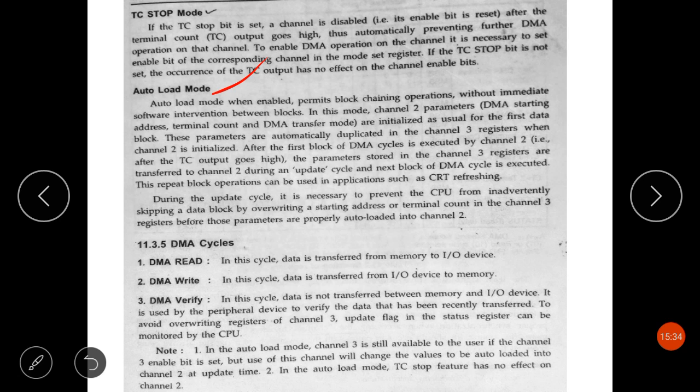We have three different DMA cycles: DMA read cycle, DMA write cycle and DMA verify cycle. In the DMA read cycle, data is transferred from memory to the input output device. In the DMA write cycle, data is transferred from the input output device to memory. In the DMA verify cycle, data is not transferred between memory and the input output device. It is used by the peripheral device to verify the data that has been recently transferred. To avoid overwriting registers of channel 3, the update flag in the status register can be monitored by the CPU.